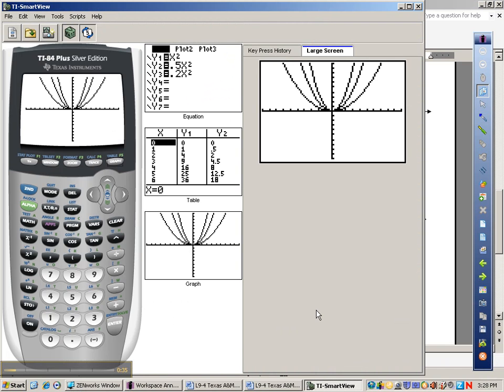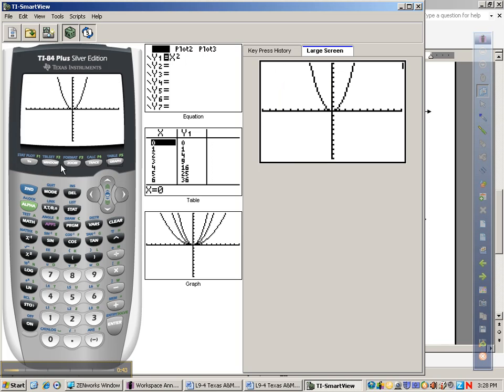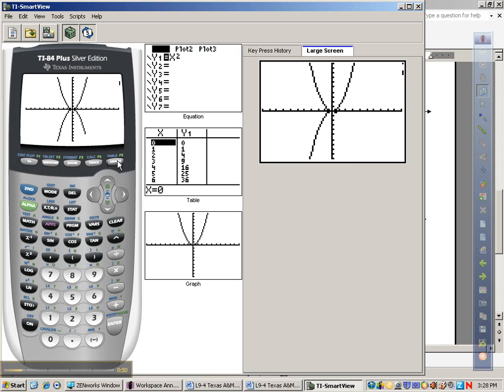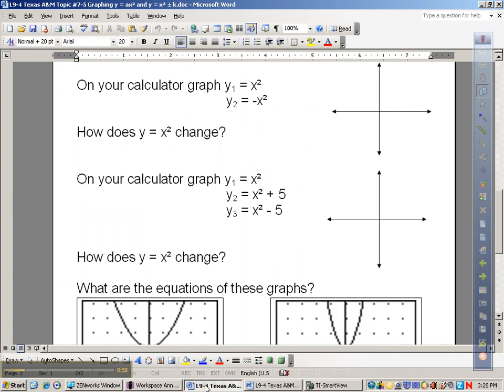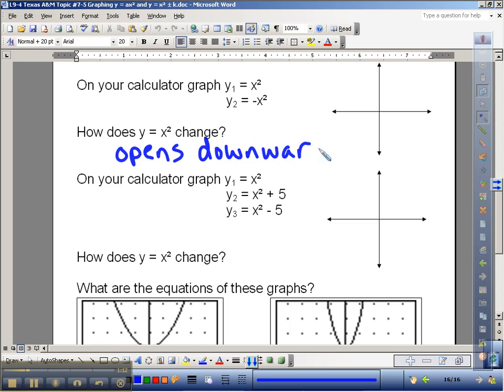So let me switch back over to my calculator. I'm going to go in here, clear that out, clear that one out. Here is my parent function. I want to go in and change this to -x². Doing that flips my graph. At first it was opening upward, now it's opening downward. So back here in my notes where it says, how does y equals x² change? We're going to say opens downward.